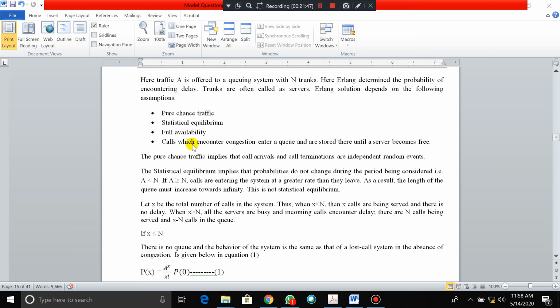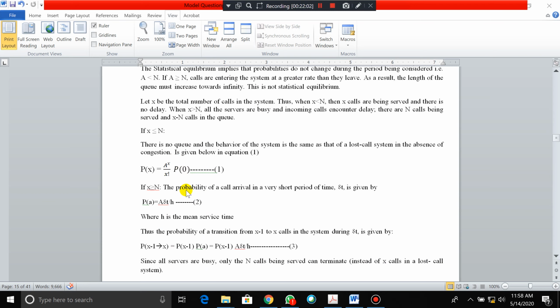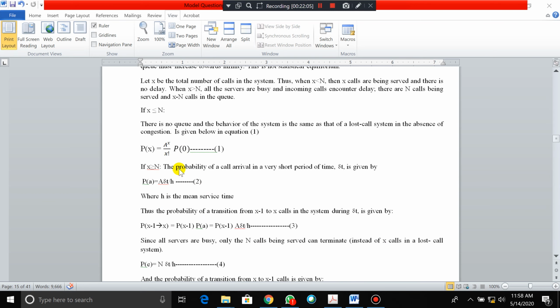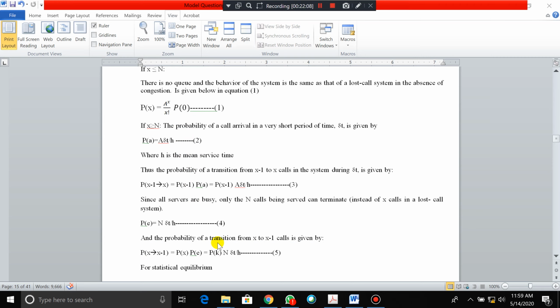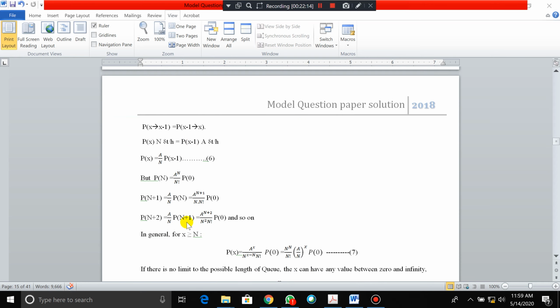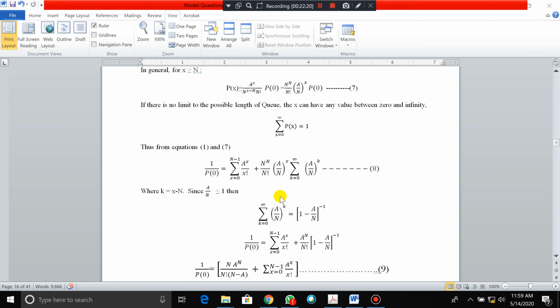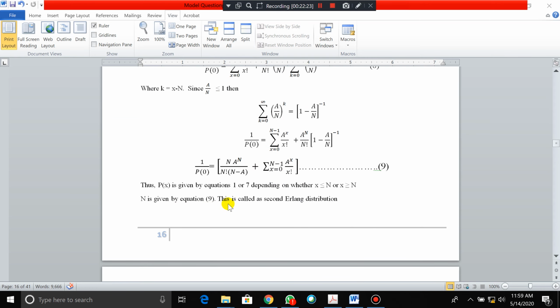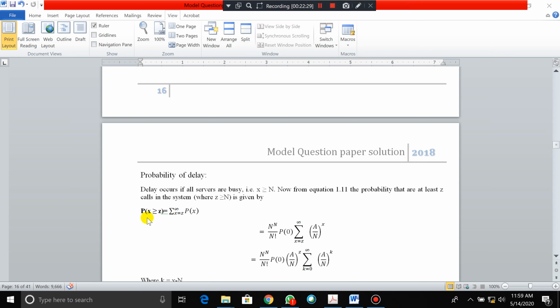You need to consider 4 assumptions: pure chance traffic, statistical equilibrium, full availability, and calls which encounter congestion enter into the queue and are stored until the servers become free. These are the mathematical equations which I already discussed in module number 3. These equations you need to practice. These are transition probabilities. So this is called the second Erlang's distribution, probability of delay.